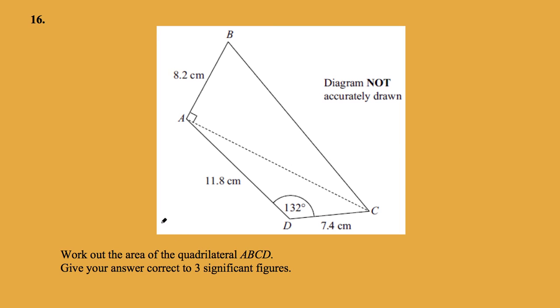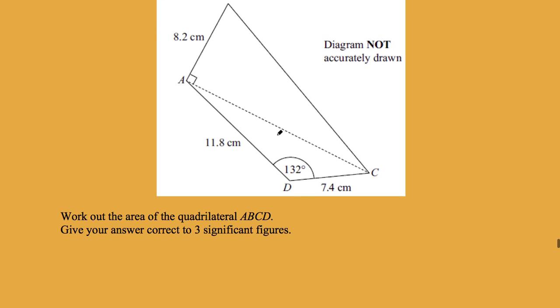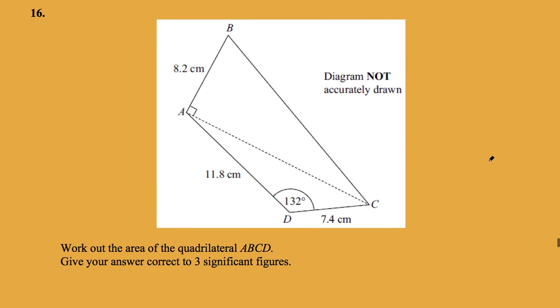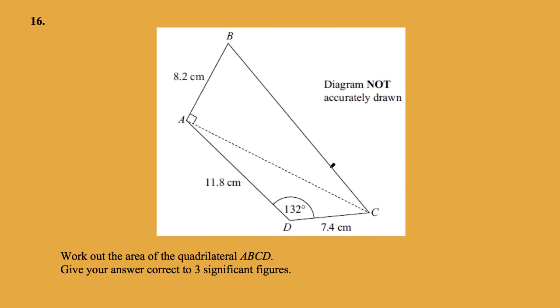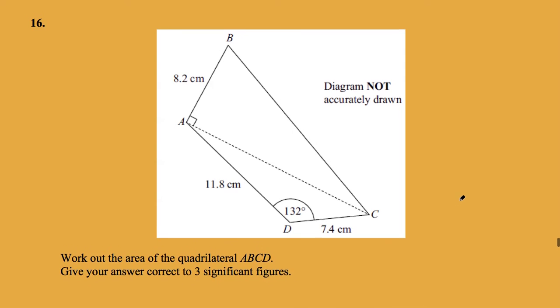Question 16. Work out the area of the quadrilateral ABCD. Give your answer correct to 3 significant figures. So it's a quadrilateral. I don't know that much about it, but I can see that this is a right-angled triangle here, triangle BAC, and the other one is not a right-angled triangle, but I have some measurements. This is clearly a rule, cosine rule, half AB sine C. The trigonometric rules are going to be involved in here.